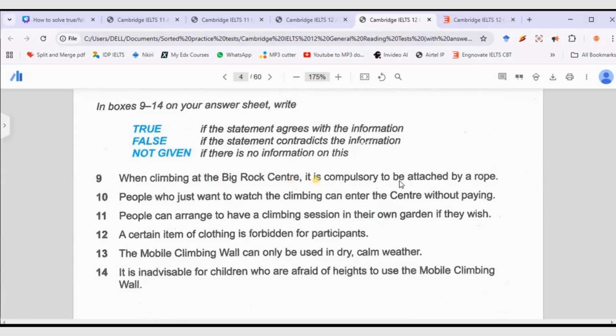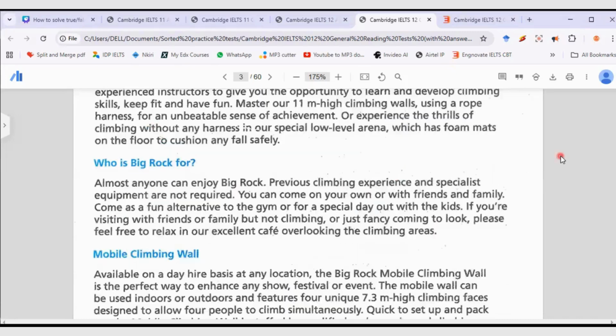It is compulsory to be attached by a rope. Now, I've seen this part of rope. I've seen Big Rock. I've seen climbing. I've not seen this part of compulsory. Let's go back and check closely whether we're going to see this part of compulsory. Okay? We want to check and be sure that the issue of compulsory is fully supported. Compulsory. So let's go back to the passage now.